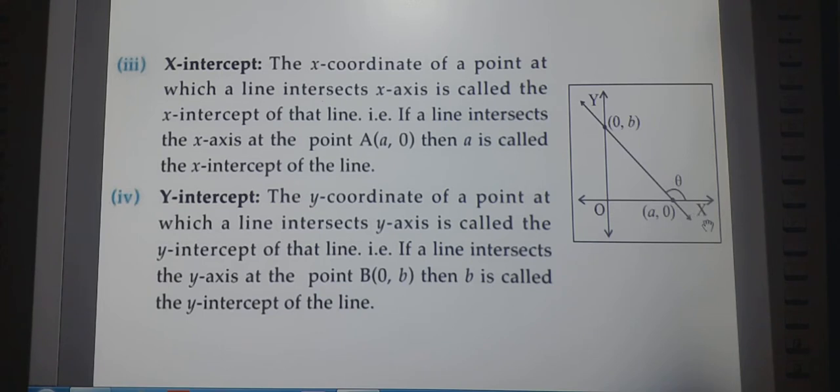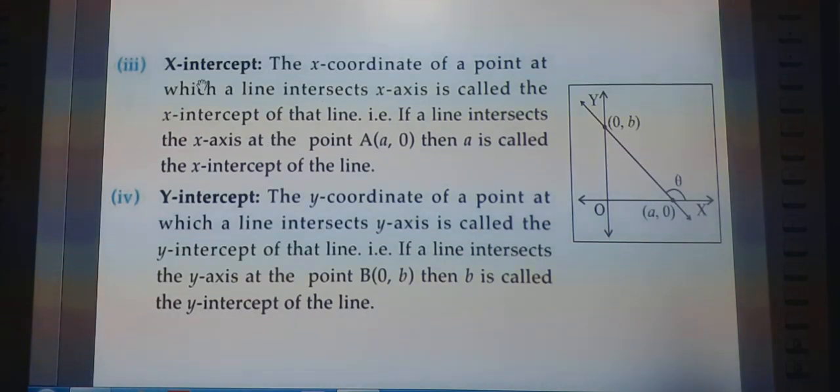We know that on x-axis y coordinate is 0, on y-axis x coordinate is 0. So we write here the coordinate of the point on x-axis as (a, 0). That means this point is at a distance small a from the origin, and this point, its coordinate is (0, b). So this point has a distance small b from this origin.